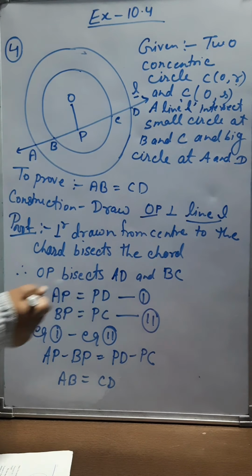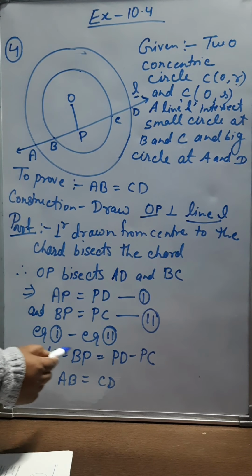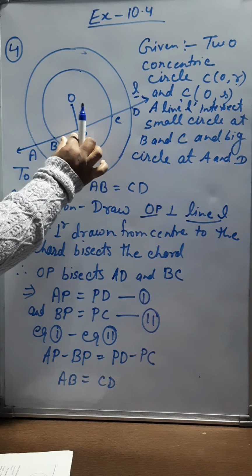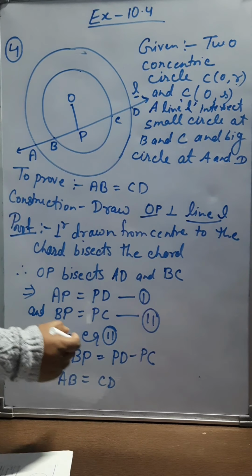So equations 1 and 2 are given. Now we are subtracting equation 2 from equation 1. We can write AP minus BP is equal to PD minus PC. If you see carefully, AP minus BP will give you AB and PD minus PC will give you CD, which we had to prove.